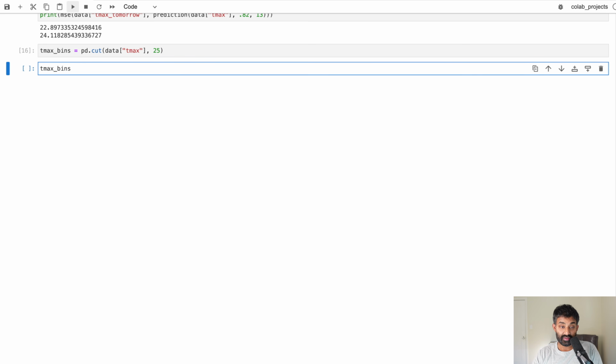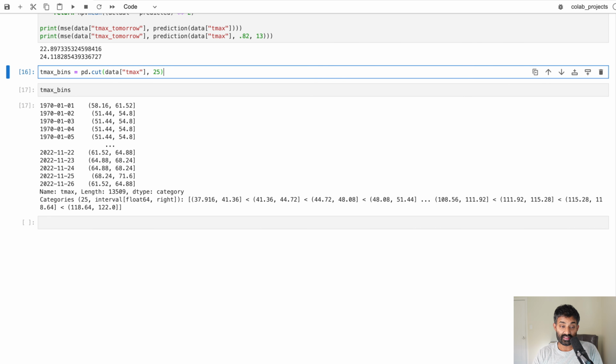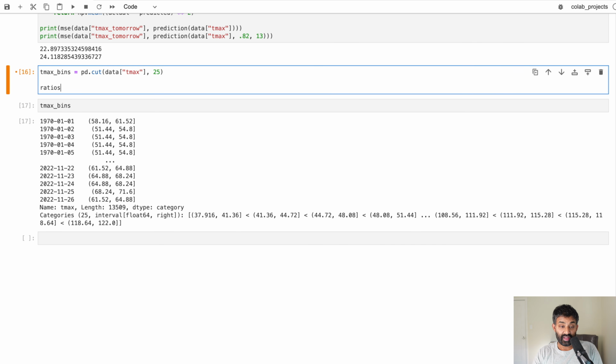So let's look at these bins. So we can see that these bins are basically categories. So we're categorizing each temperature in terms of what part of the temperature range it falls into. And at the bottom here, you can see the valid ranges. So if a temperature is between 37 and 41, we put it into the first bin, 41 to 44 is the second bin, etc.